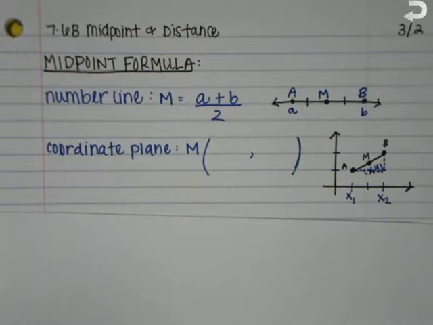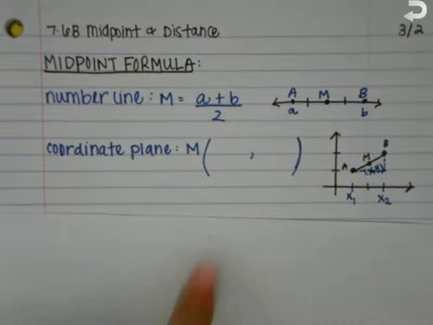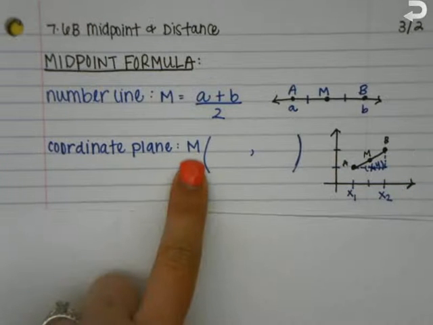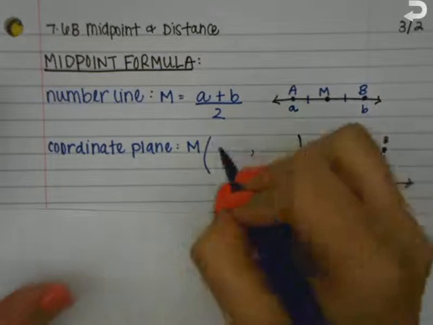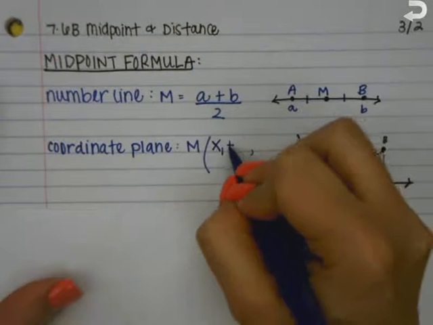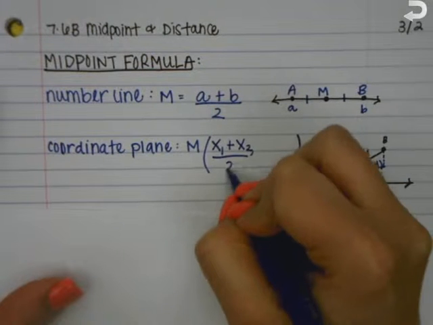Because this is the midpoint, no, we don't give the midpoint its own little notation. We call it big M. That's why we put that big M there. Okay, so the x coordinate is going to be x sub 1 plus x sub 2, and then you're going to divide by 2, comma.